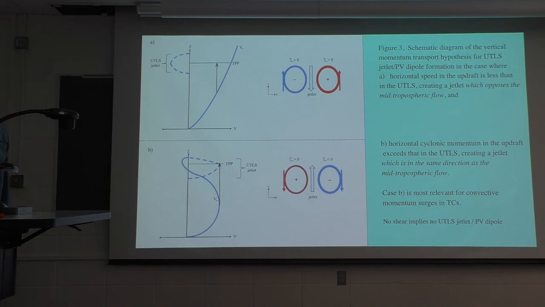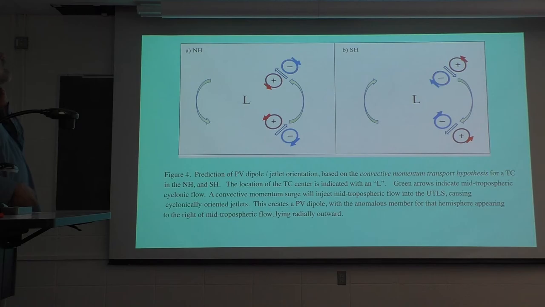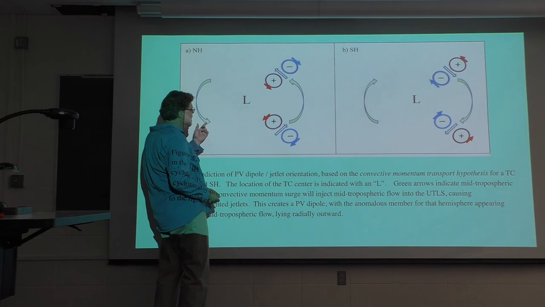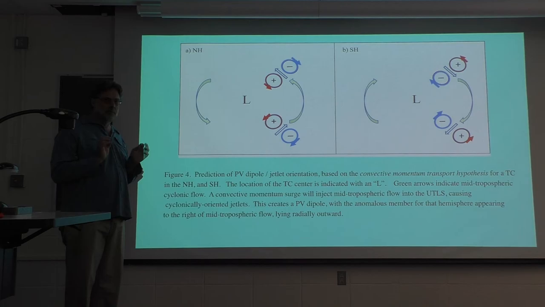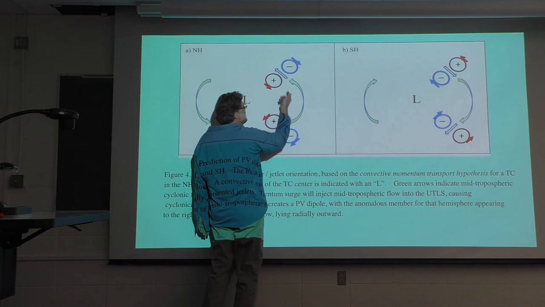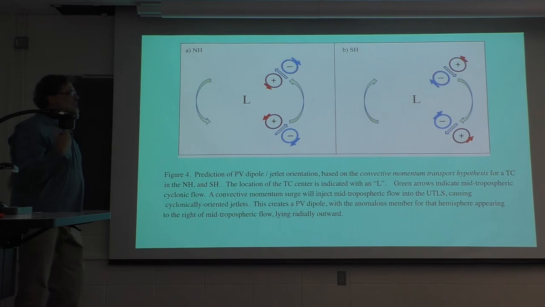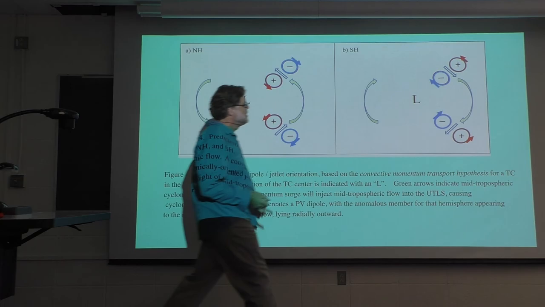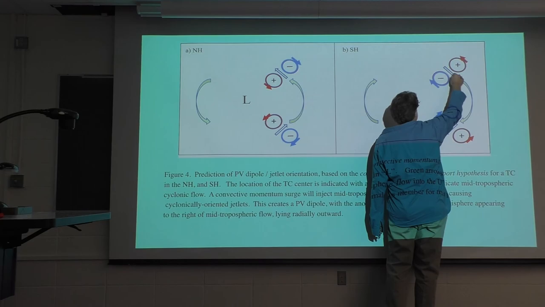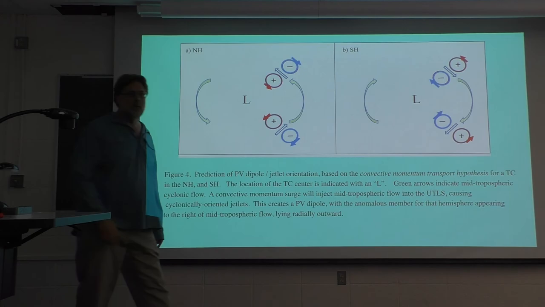Here's an example of how you can predict the orientation of the jetlets and the dipoles. In the northern hemisphere, if this green arrow is, it's less complicated, it's simply the flow at mid-levels. It's not shear, it's a little bit easier. This is the flow at mid-levels. Cyclonic. You push it up in an updraft, it's going to be cyclonic. That's the sense of this little jetlet. Because you have a jetlet, that means you have these. So the jetlet is invoked at first, and therefore you have the dipole. In the southern hemisphere, mid-level cyclonic flow is this way, and if you push it up in an updraft, it'll be like that. Therefore, you have to have a PV dipole with the inertial and stable member lying radially outward.